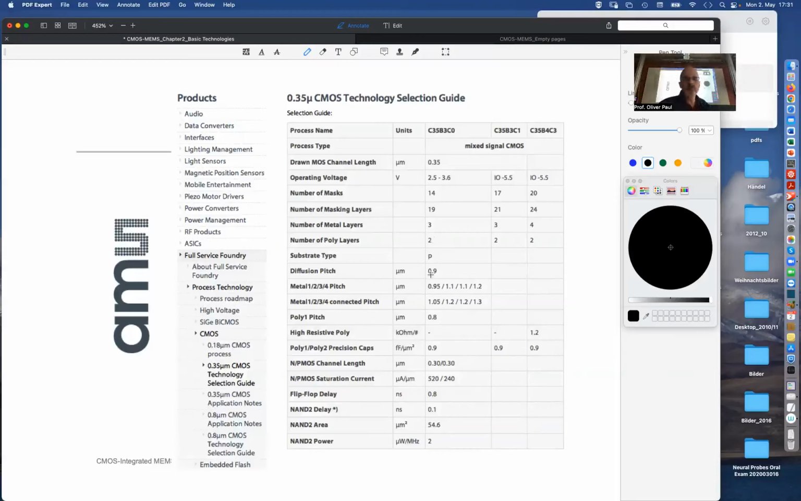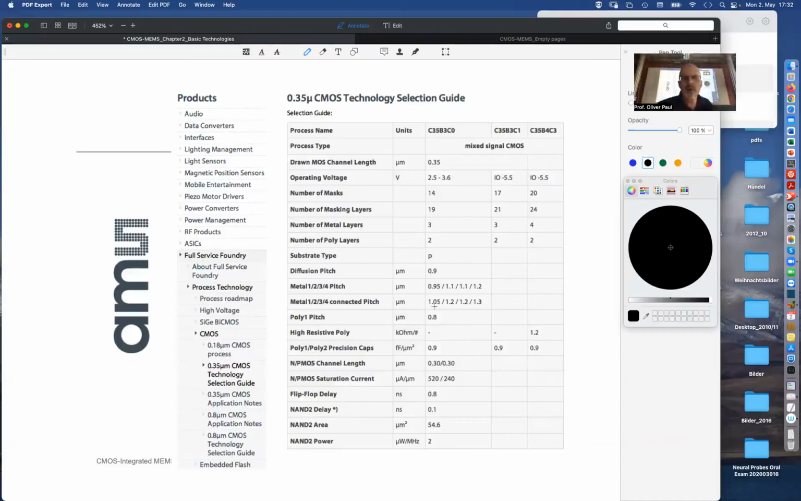And then some design rules already. How fine can we structure those structures? So the metal 1, 2, 3 can be 0.95 micron in pitch. Pitch means the period of the arrangement. It's not the distance, the spacing, or the width. It's the distance between middle to middle of structures. So every 0.95 micron, you can have a metal 1 layer. Every 1.2 micron, you can have a metal 4 layer. Those are thicker and probably can't be structured so finely and therefore the pitch is larger.